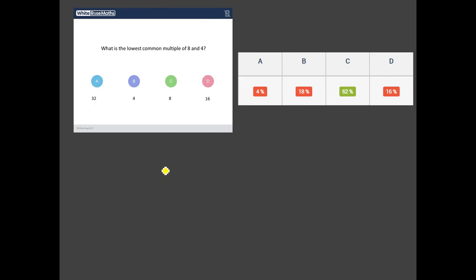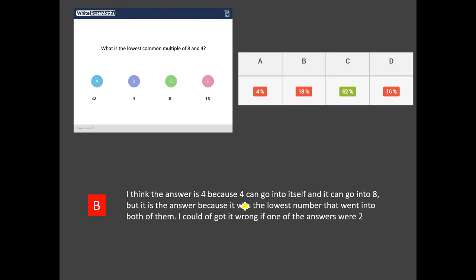4. Wonder where 4 would come from. Why on earth would students think that 4 was the lowest common multiple of 4 and 8? Well, if you read the answers here, 4 can go into itself and it can go into 8. What are the students doing there? The students are mixing up factors and multiples. Because, of course, 4 is a factor of 4 and a factor of 8, but 4 is not a multiple of 8. Got to be really careful muddling up factors and multiples. And as I say, I think of multiples as the times tables of that number.